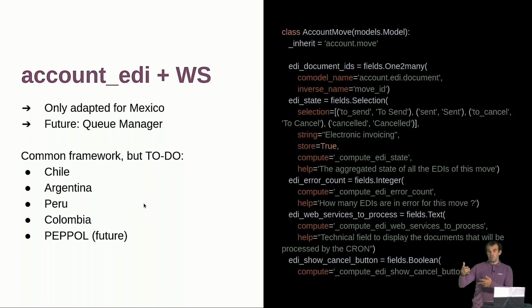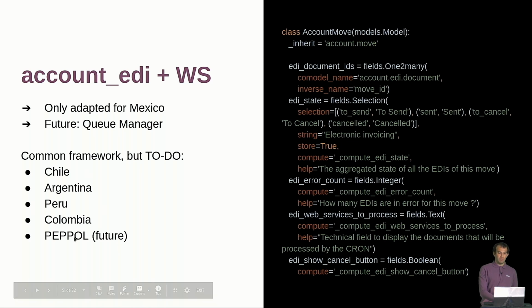So you send it to the government, and it's only after a while that the government will tell you, okay, it's approved or not. And in that case, there is also a way to cancel an invoice. So you see different kinds of flows. For Colombia, we still work with a third party.